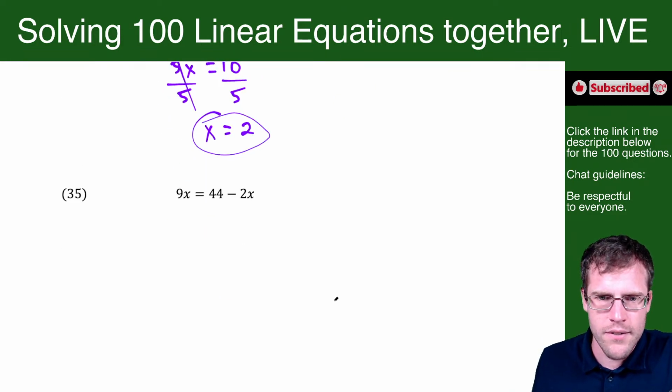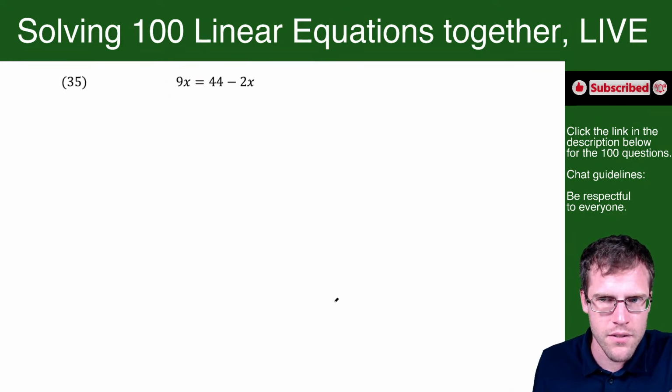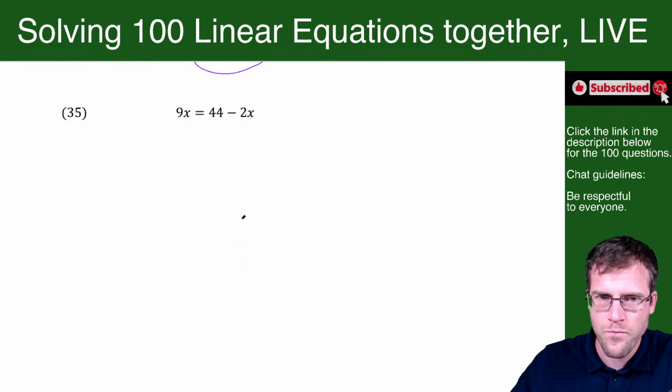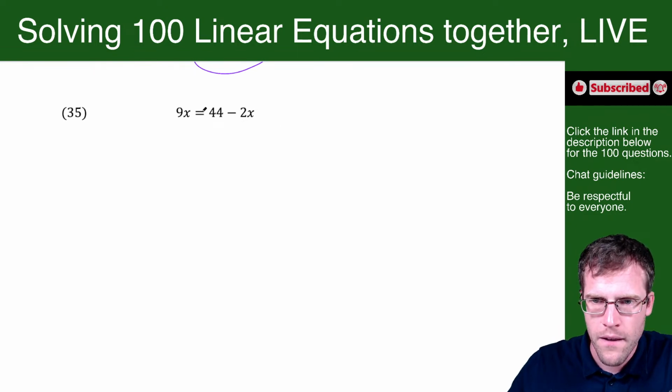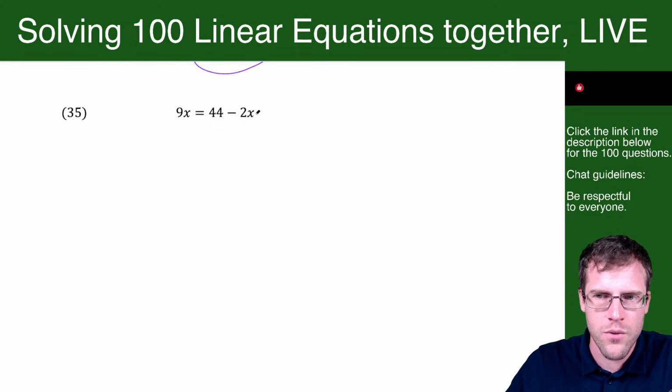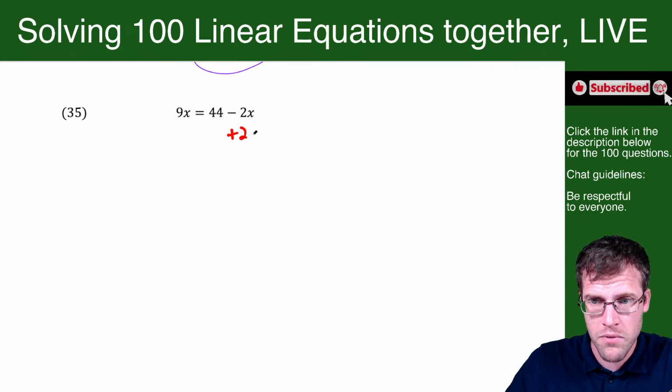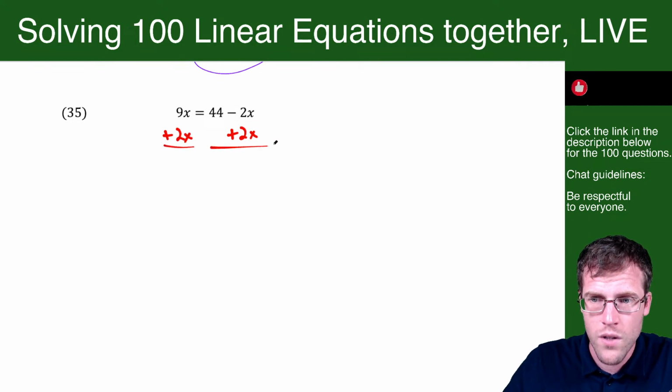So moving on. Let's see here. 9x equals 44 minus 2x. So now I have a minus 2x I'm going to move over. To get rid of minus 2x, I'm going to do plus 2x, because remember, for these kinds of equations, you want to get the x's on one side.